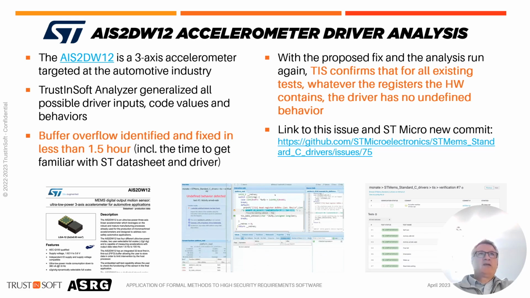The second example I will give is an example of an accelerometer. It's an example coming from the automotive, an accelerometer that is used as an embedded device for the automotive industry, from ST Microelectronics. The code is open source, so for us it was easy to have access to it. And quite an impressive result is that in an hour and a half we were able to detect a buffer overflow in the code of that accelerometer.